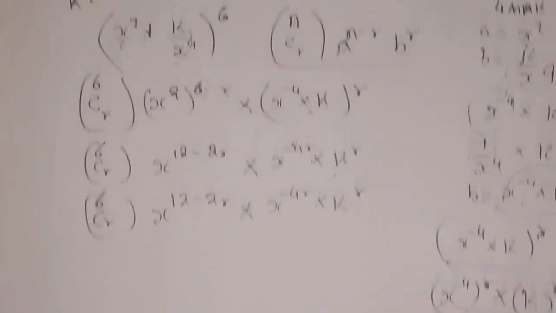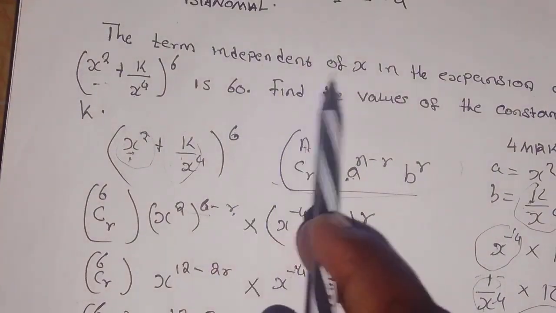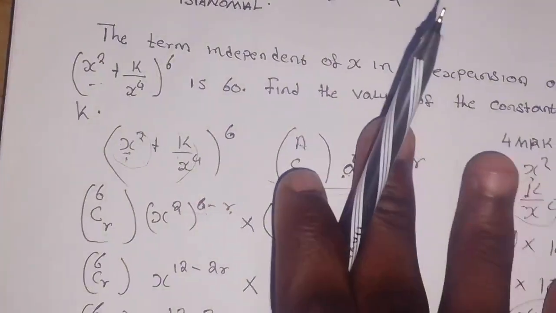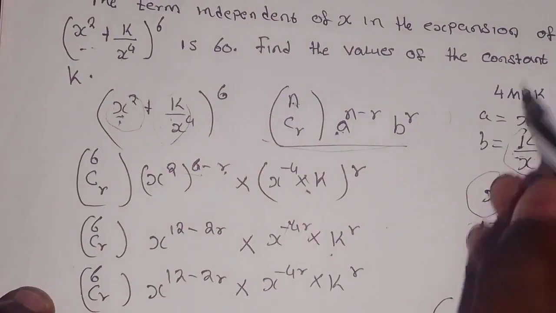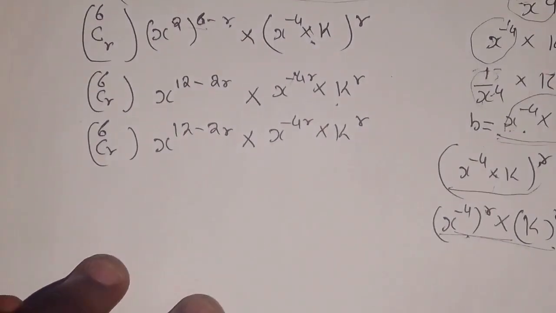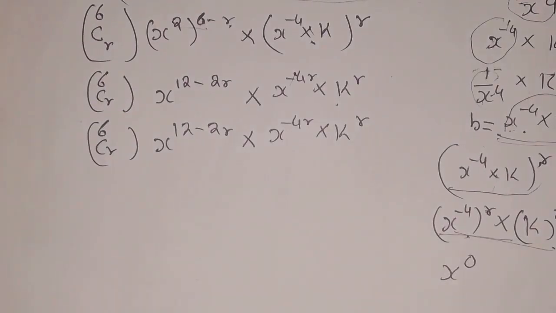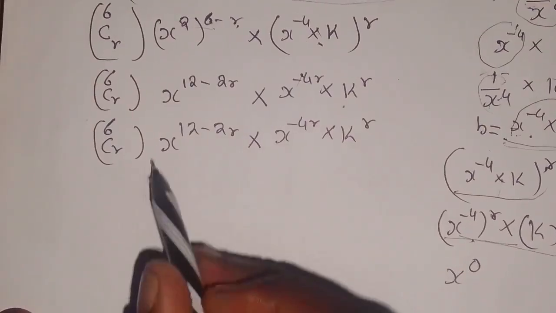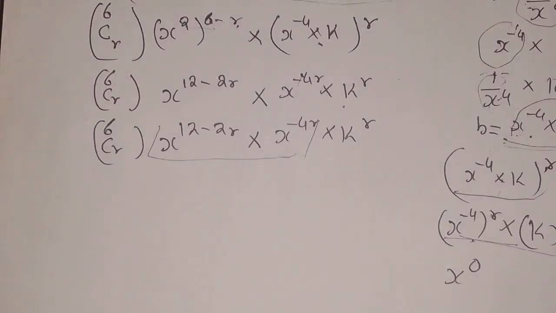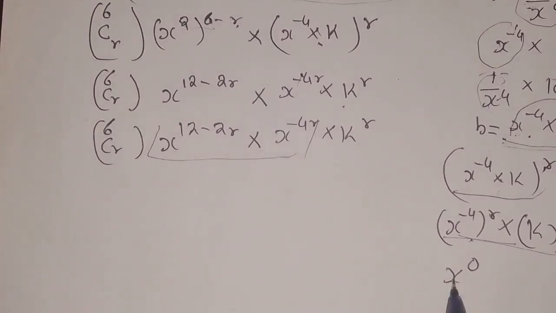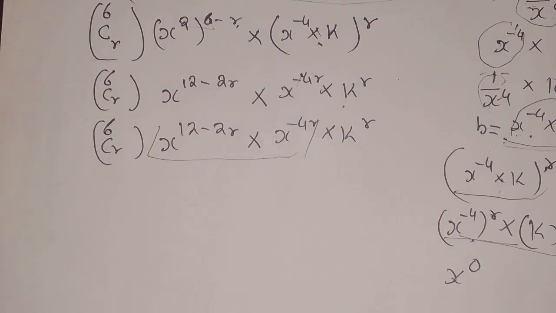So in the question we had something of the term independent of x. So the term independent of x means that x is equal to the power 0, x to the power 0. This is what they mean by the term independent of x. So we're going to get this x, then we equate them to x to the power 0, so that we find our r.